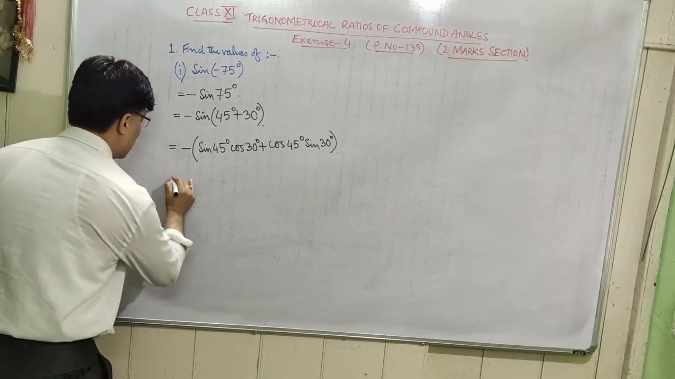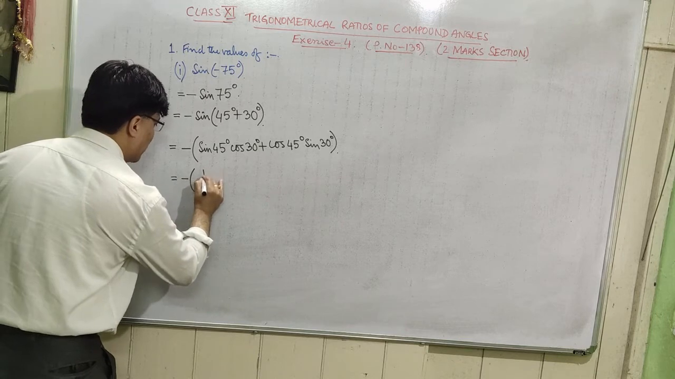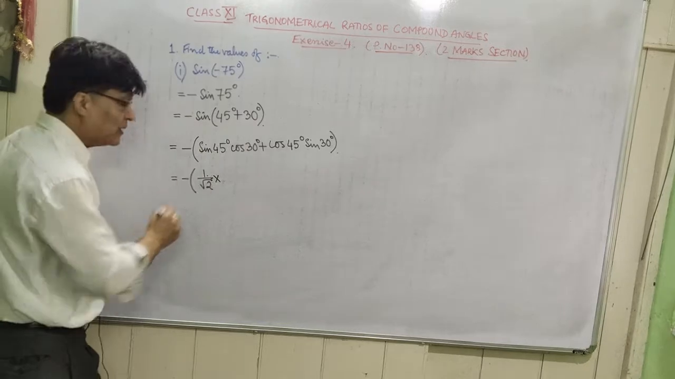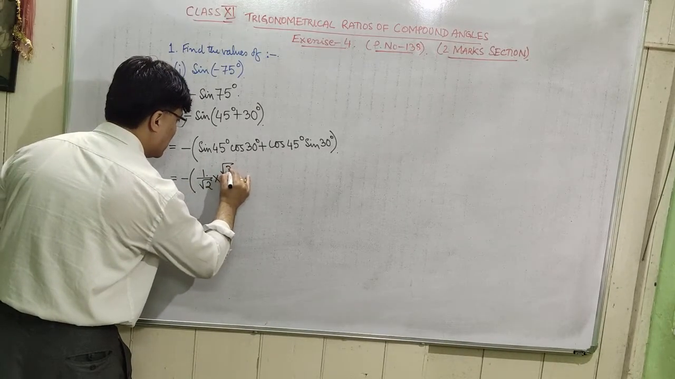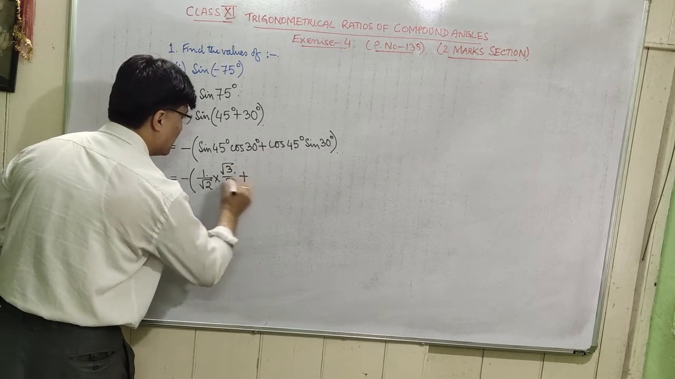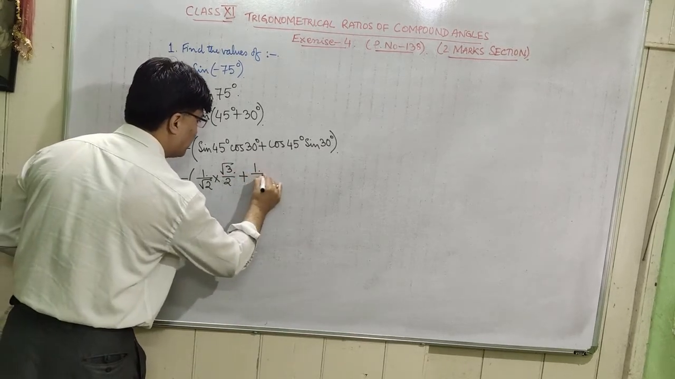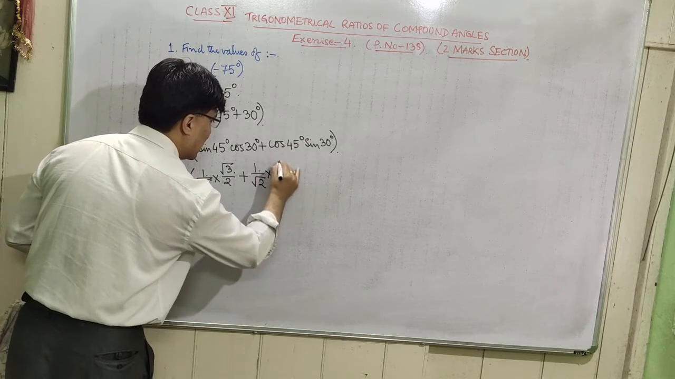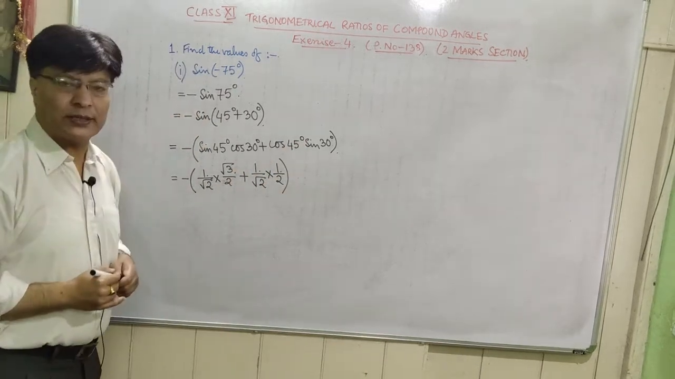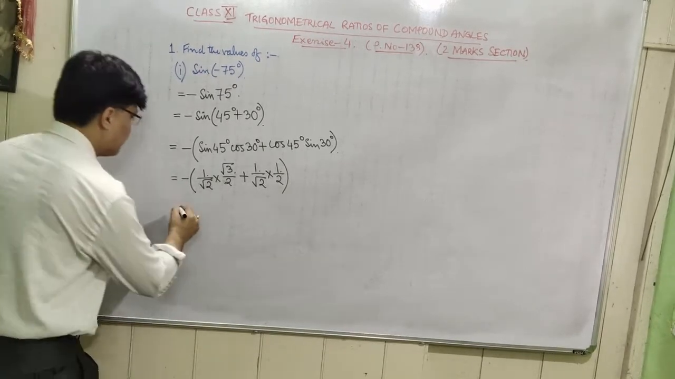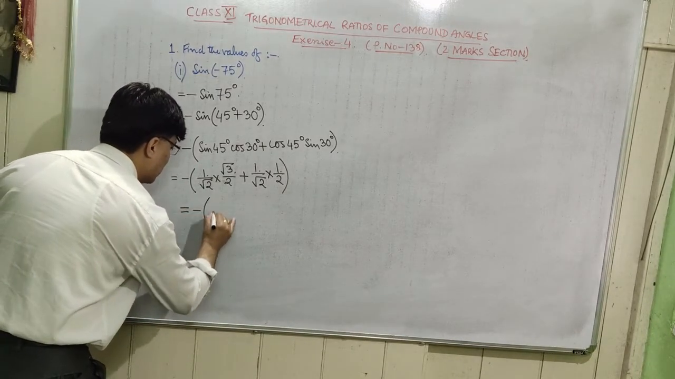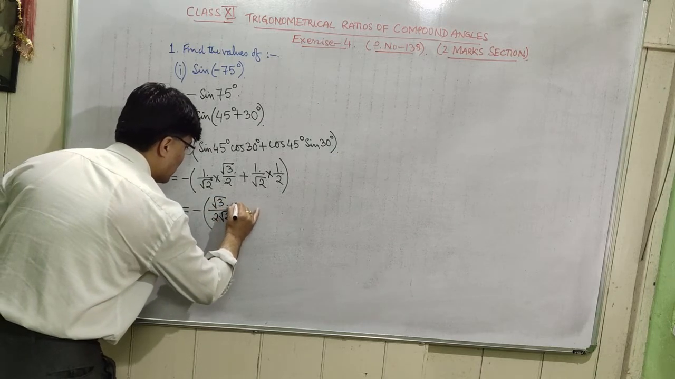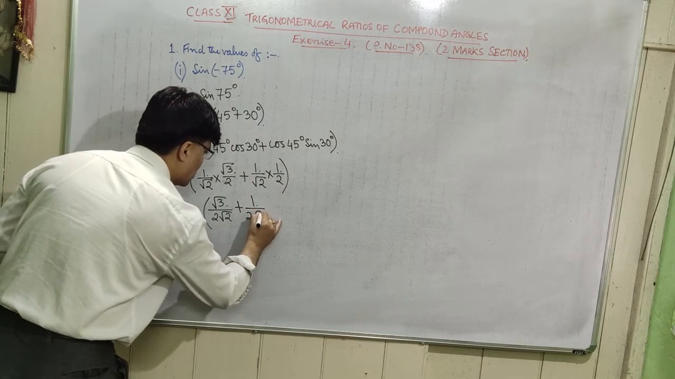Now it is equal to minus, within bracket, what is sine 45? You know this is 1 by root 2, from class 10. What is cos 30 degree? It is root 3 by 2, plus cos 45, which is again 1 by root 2, into sine 30 degree, which is half. I think you have understood it. So let us simplify it. It is equal to minus, within bracket, root 3 divided by 2 root 2 plus 1 upon 2 root 2.